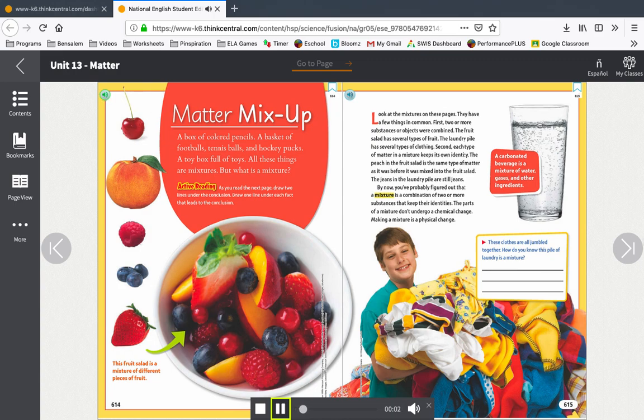Matter mix-up. A box of colored pencils, a basket of footballs, tennis balls, and hockey pucks, a toy box full of toys. All these things are mixtures. But what is a mixture?